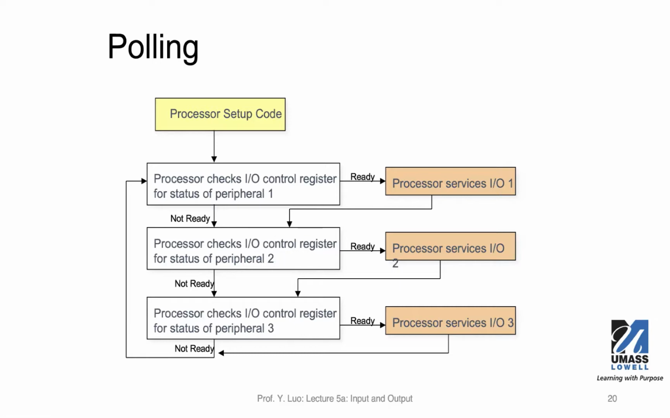Polling makes sense if these control registers, these status registers, are busy very often. Then this checking will not be a waste, and it will not take much time as a part of the loop. But if the peripherals are rarely ready because they are slow, because their resources are very tight, then you have to have the processor check all these peripherals again and again. So those CPU cycles are wasted.